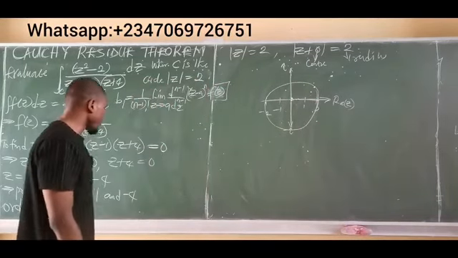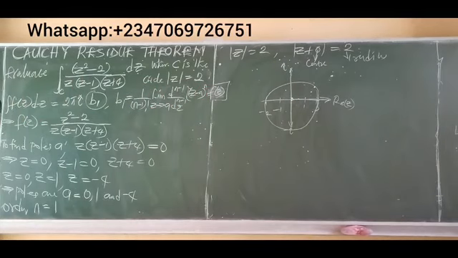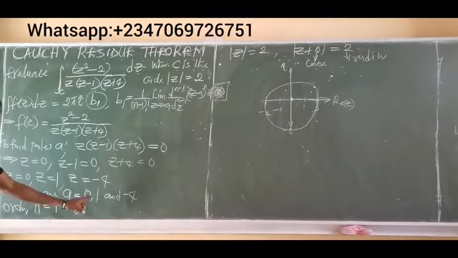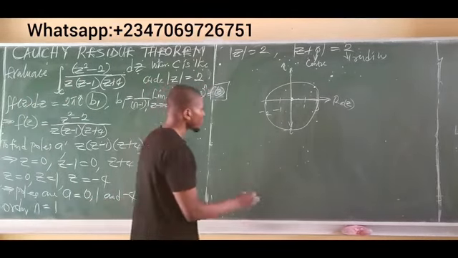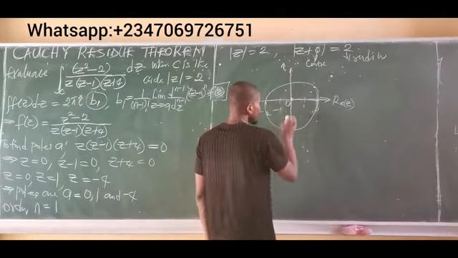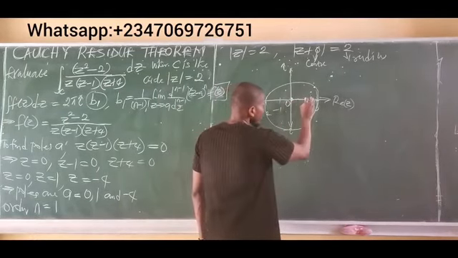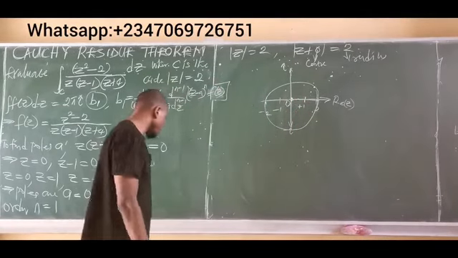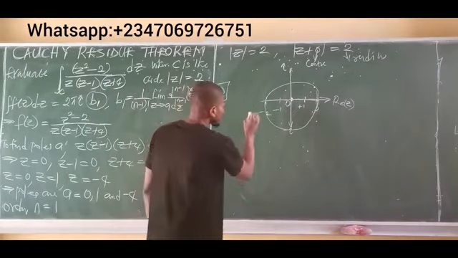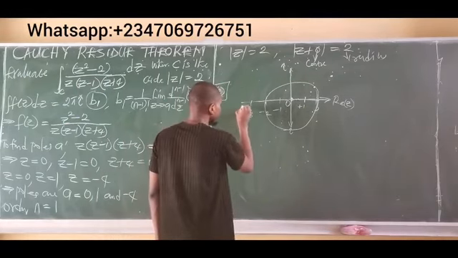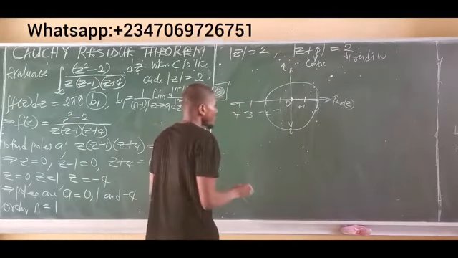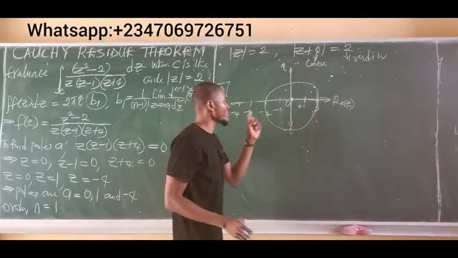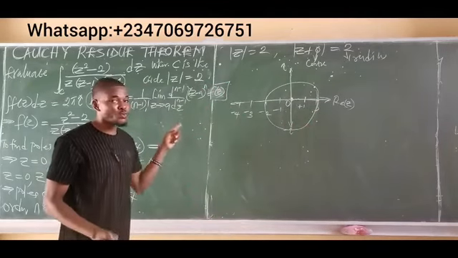Now, we have to confirm our poles: 0, 1, and minus 4. You have here the origin, 0. 0 is inside the cycle. You have plus 1. Plus 1 is inside the cycle, but 4 is not inside the cycle. Minus 4 should be somewhere around there. This is minus 3, and this is minus 4. Notice that minus 4 and plus 4 are not within the cycle.